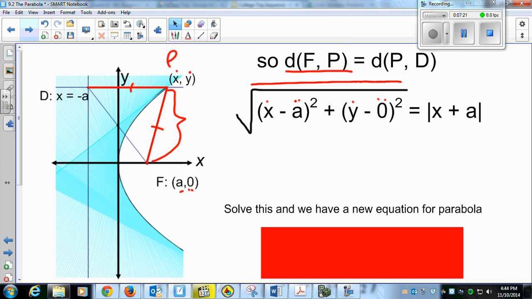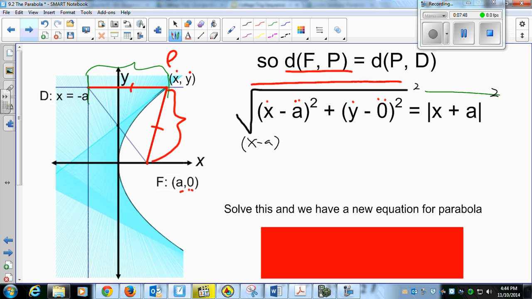And then the distance is going to be the magnitude of X to A here, is that distance. Okay, it's nice because it's just straight horizontal. So if I go ahead and solve this out, I want to see what I'm going to get. So first thing I'm going to do is I'm just going to square both sides. Okay, so I'm going to get X minus A squared plus Y squared, 0 drops out, equals this squared.